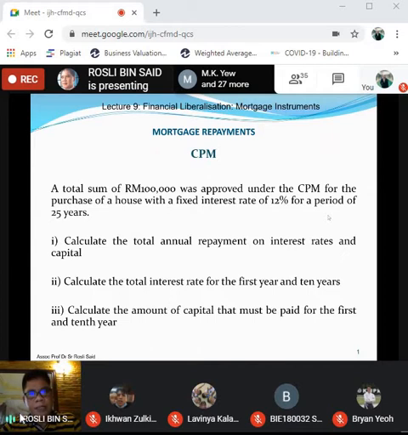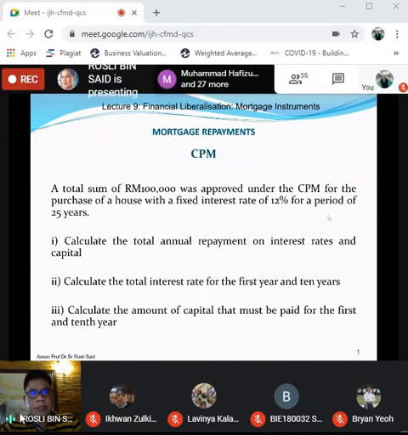So in order to understand the constant payment mortgage, we'll try to see this example first. A total sum of 100,000 was approved under the constant payment mortgage for the purchase of a house with a fixed interest rate of 12% for a period of 25 years. So forget about the amount of loan, the interest rate, and the number of years. This is for the purpose of discussion only.